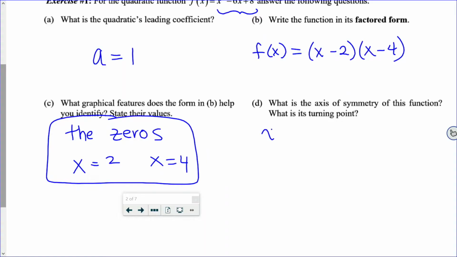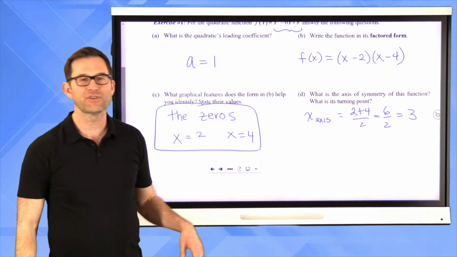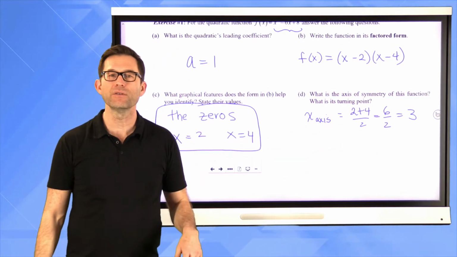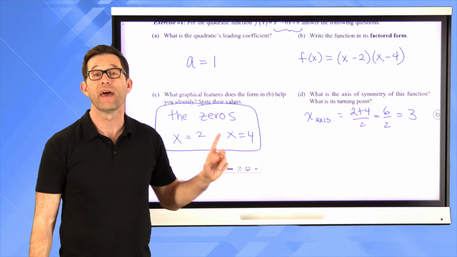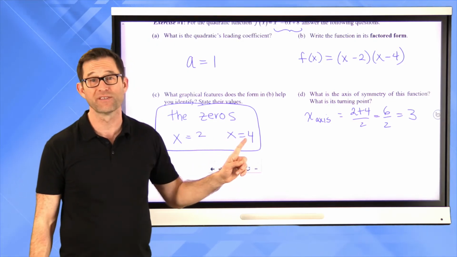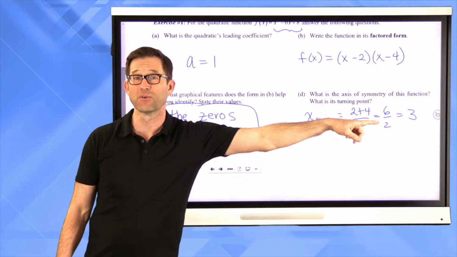So in other words, the axis of symmetry will be equal to 2 plus 4 divided by 2, which is 6 divided by 2, and that's 3. By the way, I shouldn't really even need to do that. I should know that the axis of symmetry lies halfway in between the two zeros, and if I have one zero at 2 and one zero at 4, then my axis of symmetry is at 3.